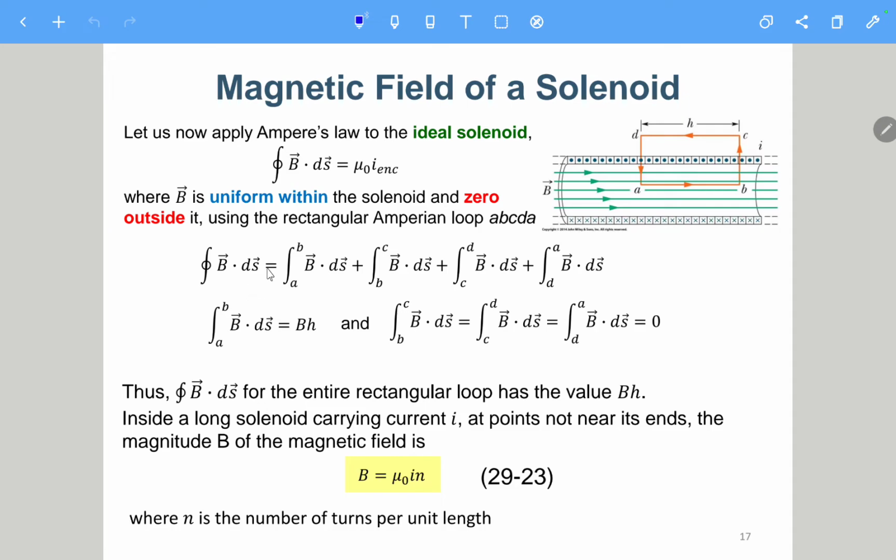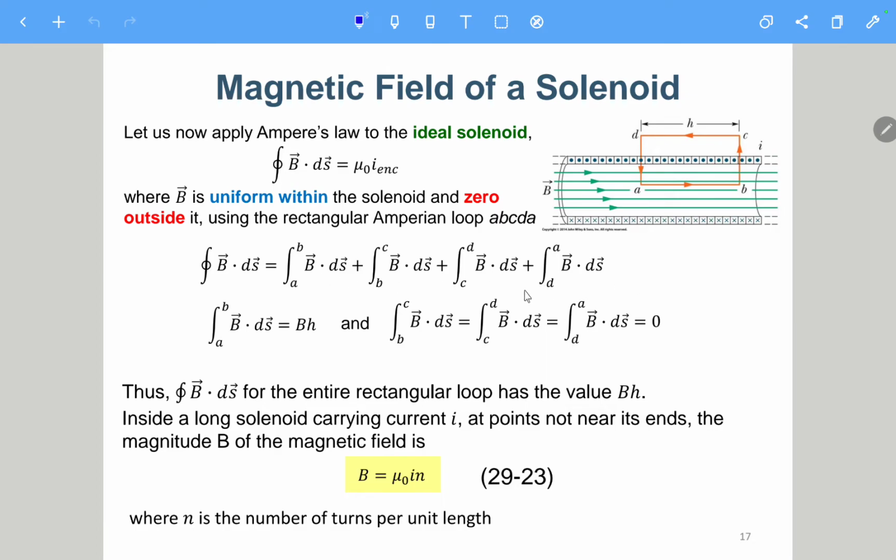On the left side, this is the original line integral. We can separate it into 4 parts because we have 4 sides for the rectangle. We start from A to B, and then B to C, C to D, D to A. So this is nothing special. We just separate this line integral into 4 parts, and then we can determine the values of them one by one.